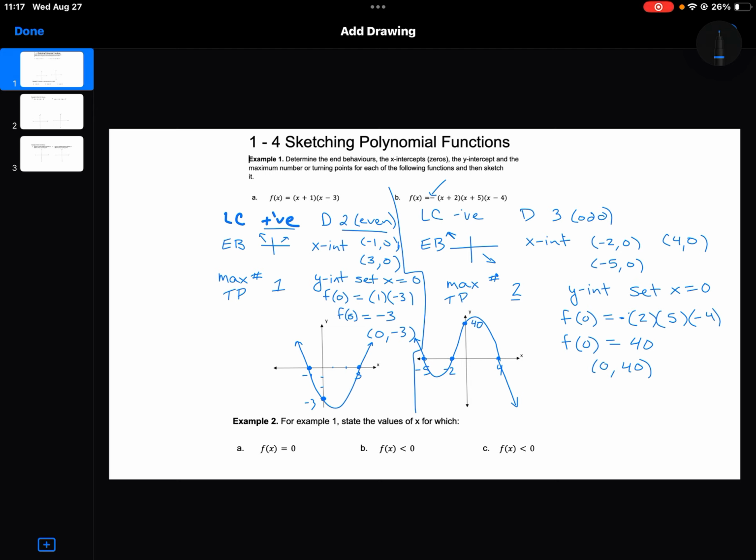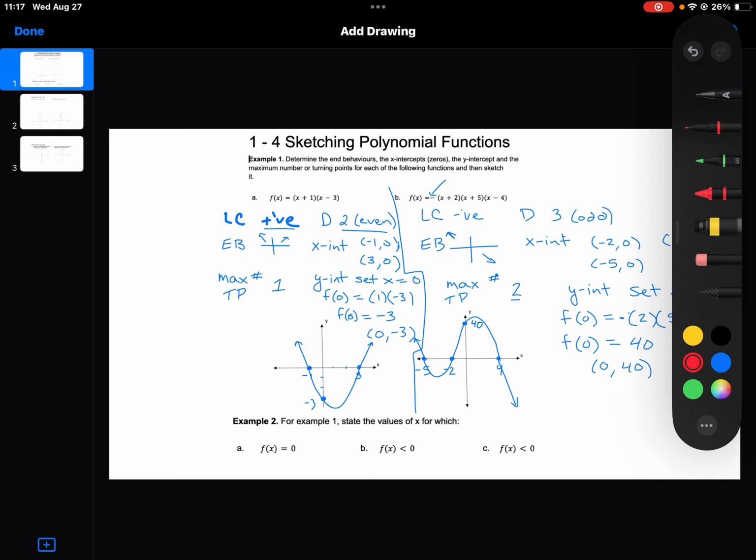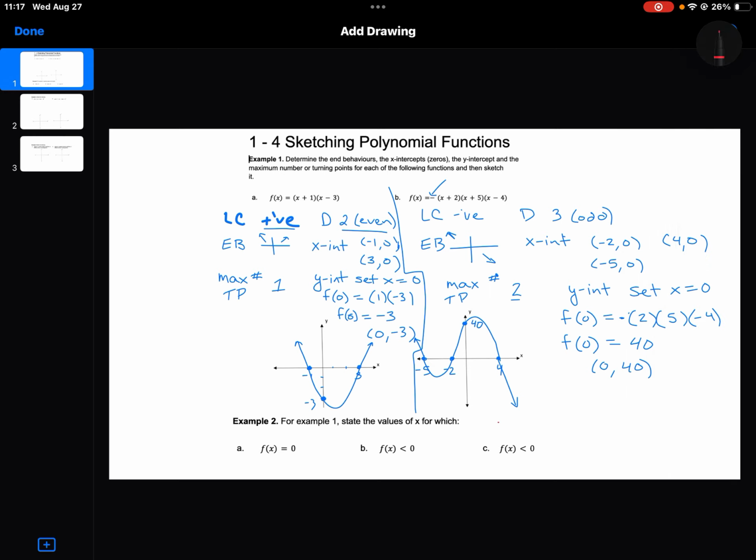Example 2 asks us to identify the values of x for which f at x is equal to 0 in both cases. So for part A, the points where it's equal to 0, those are my x-intercepts. That line that I've drawn represents all of the y values, which means I'm looking for the part where that y value is equal to 0, the only place that is true is on the x-intercept.